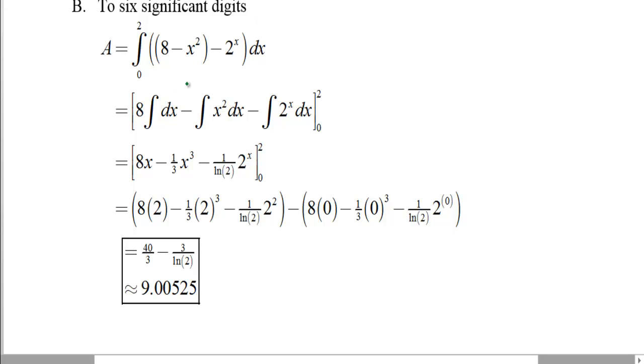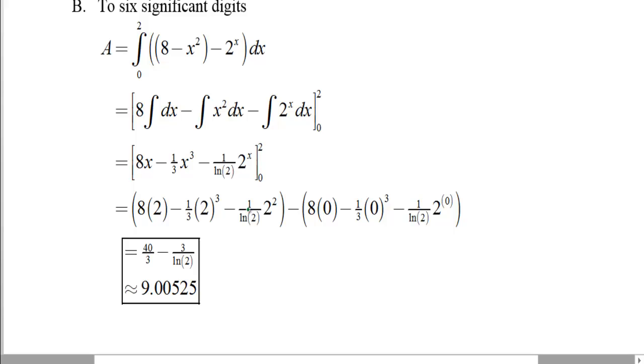This is 8 times the antiderivative of dx, minus the antiderivative of x squared, minus the antiderivative of 2 to the x, from 0 to 2. The antiderivative is 8x, this is 1/3 x cubed, and this is 2 to the x times 1 over ln of 2. Evaluate from 0 to 2, plugging in 2 here and 0 here. Let's start with the 0 part. 2 to the 0 is 1, so this is minus 1 over ln of 2. This is 0, this is 0, and that minus makes that plus 1 over ln of 2.